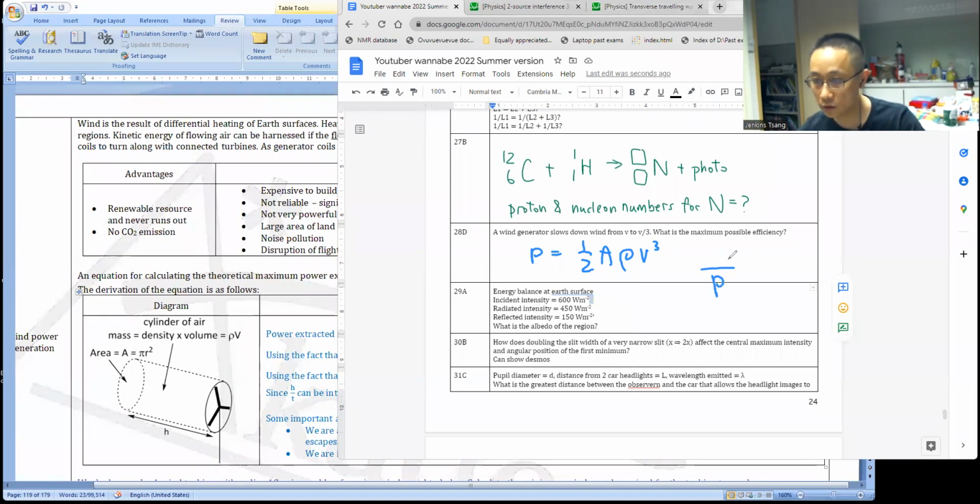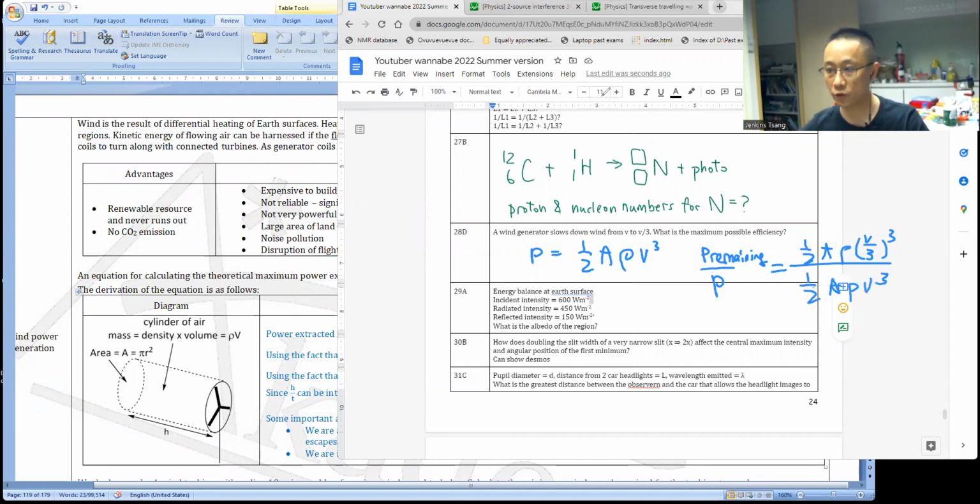So the P remaining is 1/2 A density times V over 3 cubed, and then a whole bunch of quantities cancel, halves are gone, A's are gone, densities are gone. You just end up with 1 over 3 cubed, which is 1 over 27. So if this is the wasted power, then the theoretical maximum power is just 1 minus this.